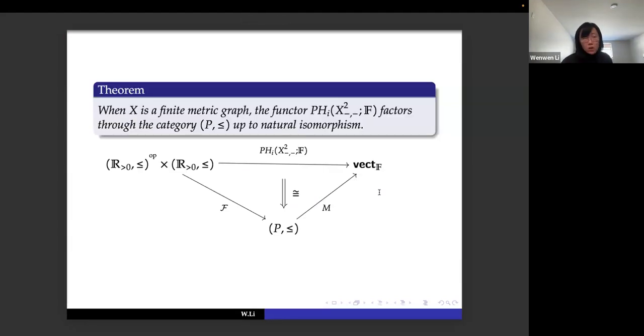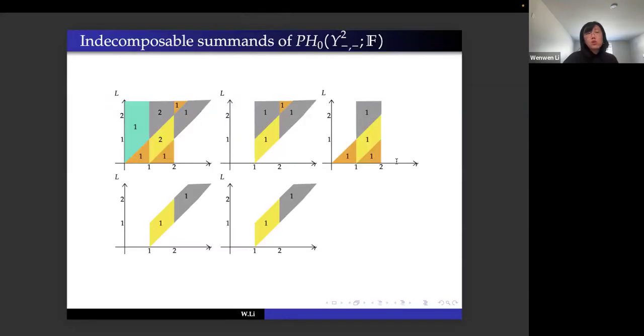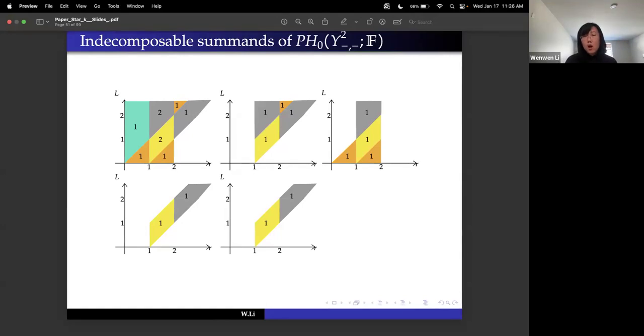This can be generalized to an arbitrary finite metric graph. We found that the persistent homology functor of the second configuration space of a metric graph factors through this poset coming from the hyperplane arrangement, and this diagram commutes up to natural isomorphism. Let's see our computation. Using this method, we figure out the indecomposable direct summands for the zeroth persistent homology of this bifiltration.